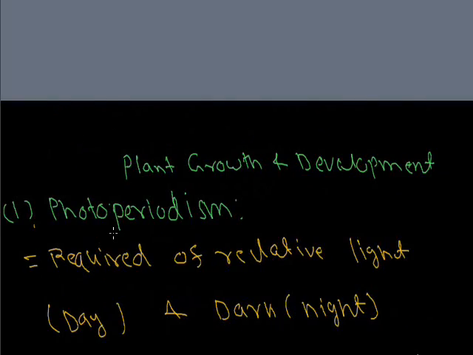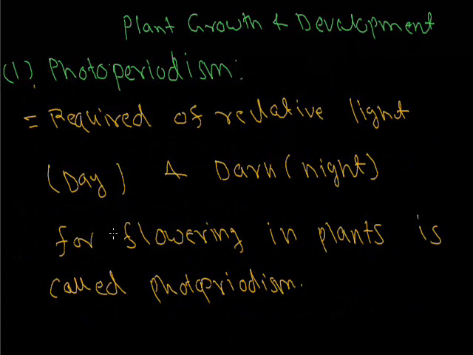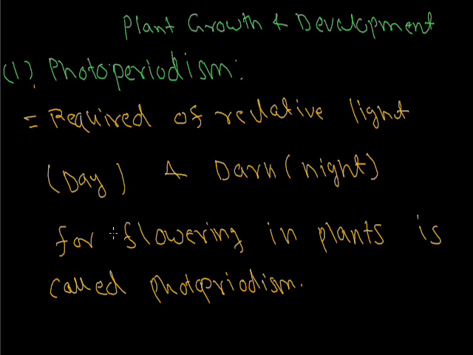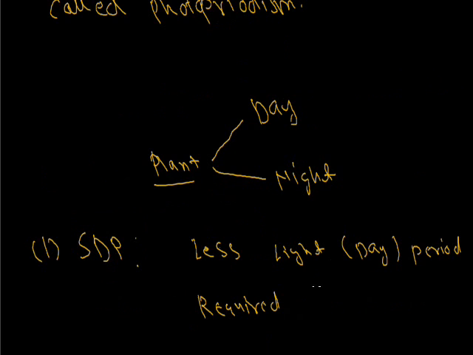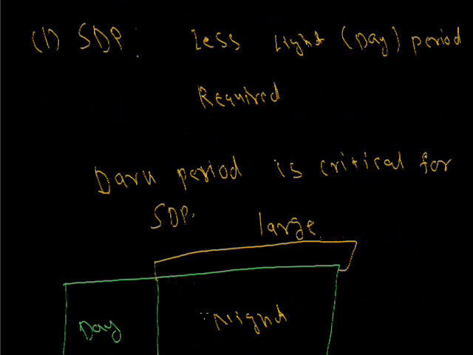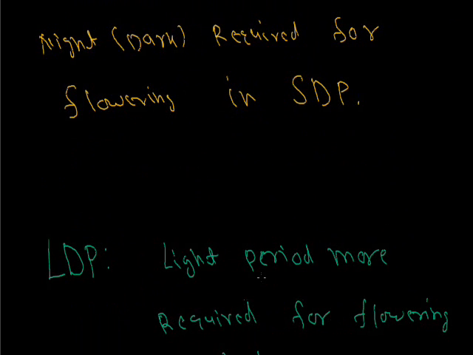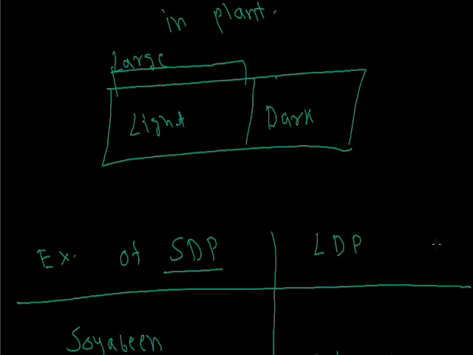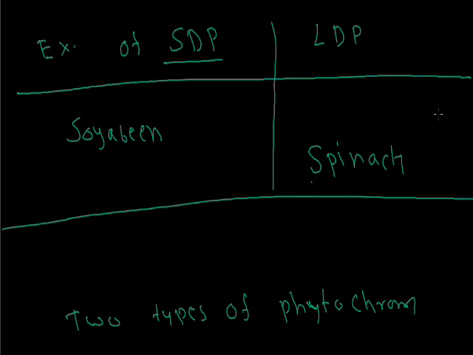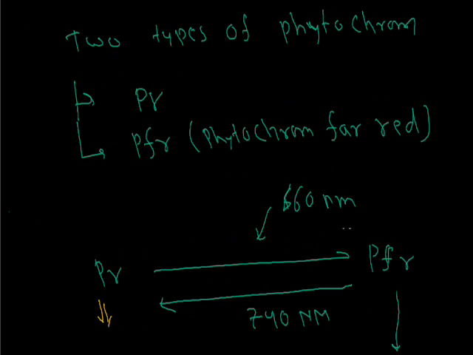Okay, so once again, plant growth and development: photoperiodism. Photoperiodism is the requirement of relative light and dark period for flowering in plants. There are two types of plants: SDP, short day plant, and long day plant. In the short day plant a less light period is required, and in the long day plant a more light period is required for flowering. An example of the short day plant is soybean and of the long day plant is spinach.